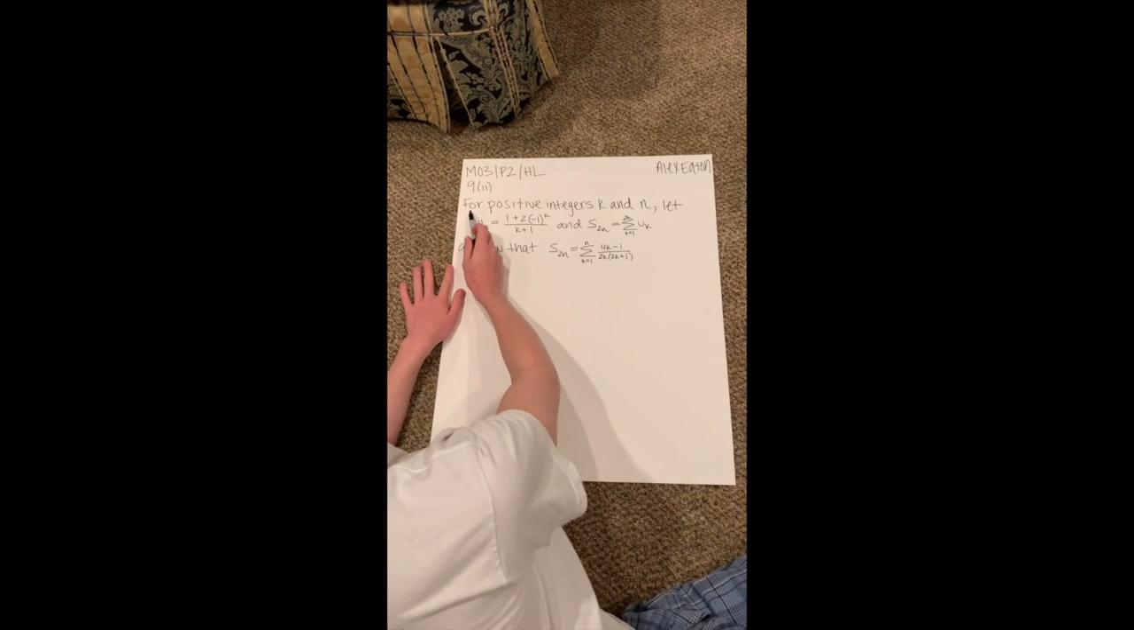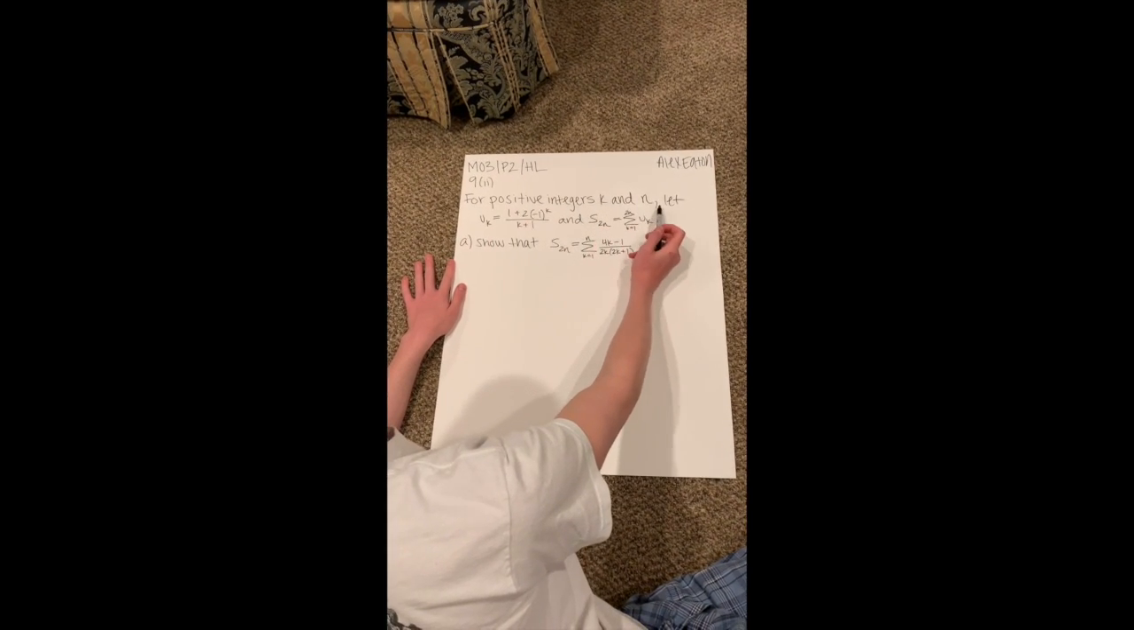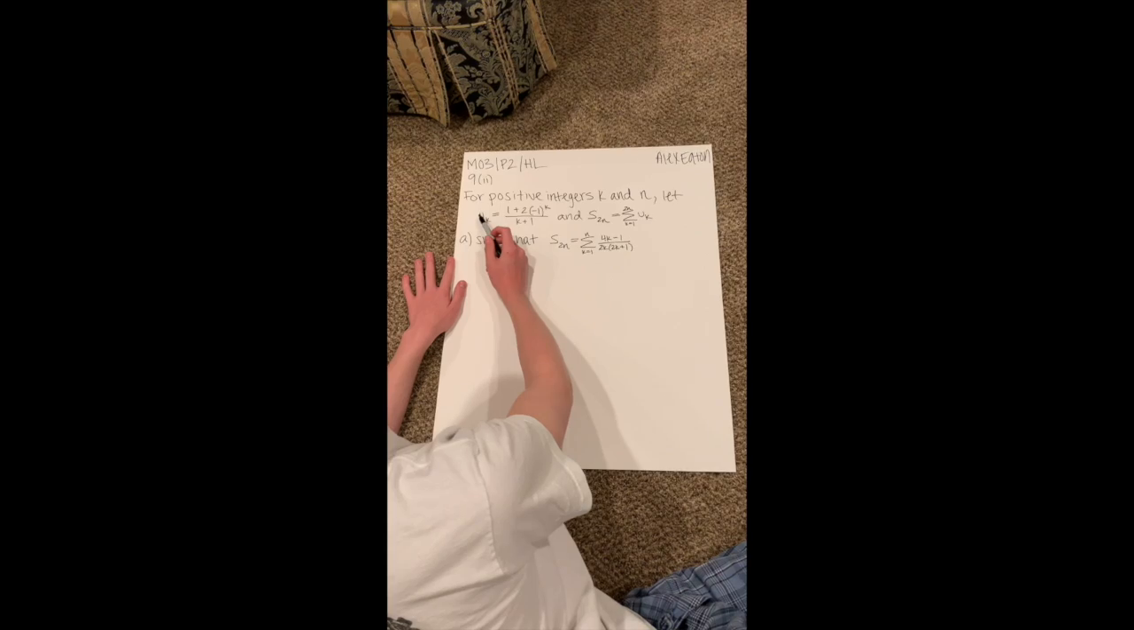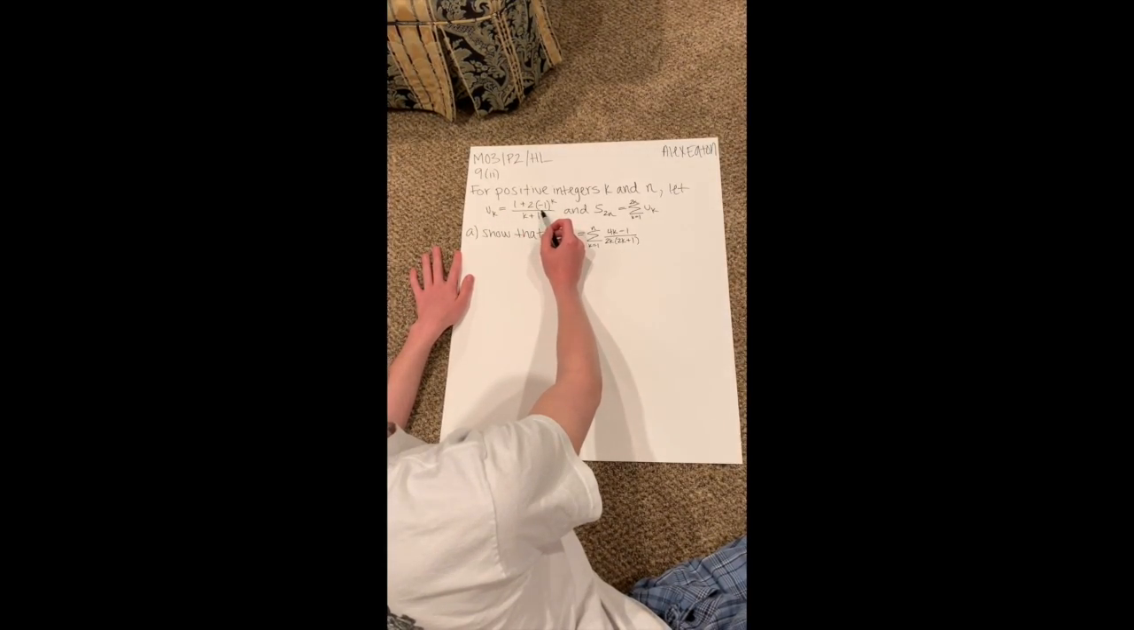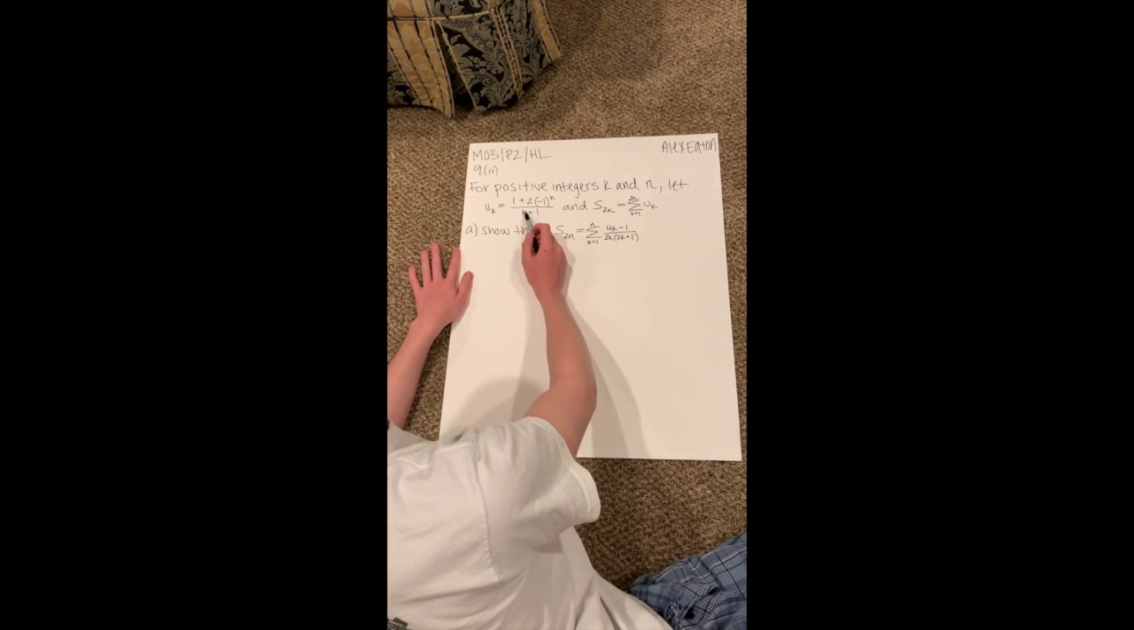Hey guys, I'm Alex, and today I'm going to be solving the May 2003 Paper 2 of the higher level exam, question 9, part 2. So the question says, for positive integers k and n, let the sequence u sub k equal 1 plus 2 times negative 1 to the k over k plus 1.